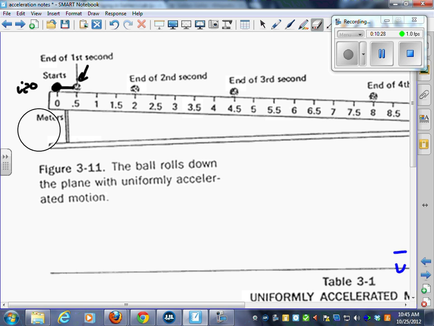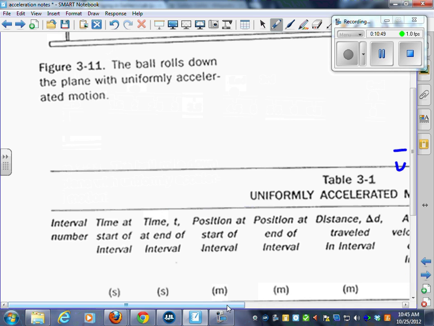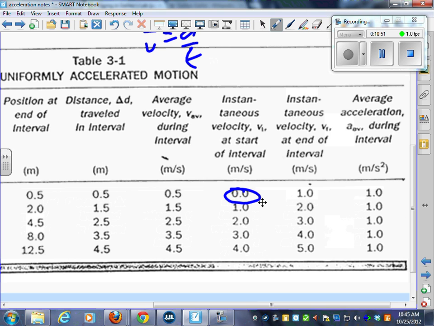If I started my initial velocity right here at 0, and I averaged a speed of 0.5, how fast am I going at the end? Am I not going 1 meter per second? What's the average of 0 and 1? 0.5. Okay, that's what they're showing down here. Right here. Okay, I average 0.5.